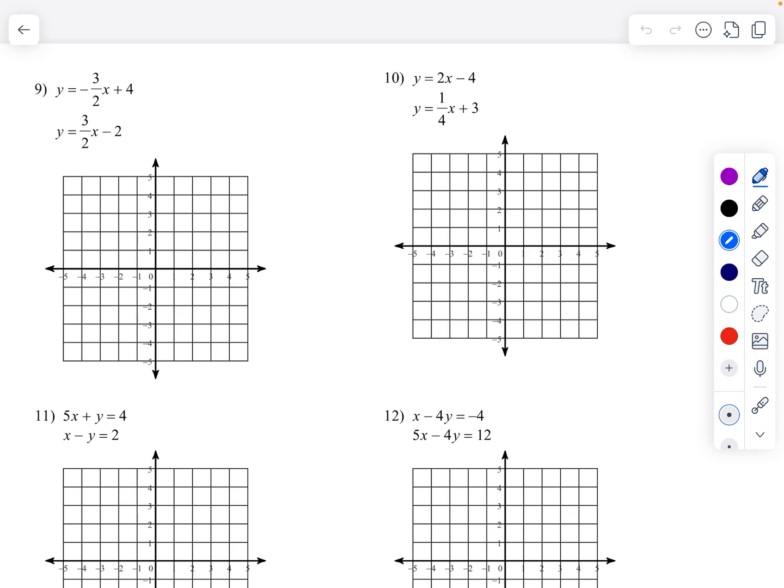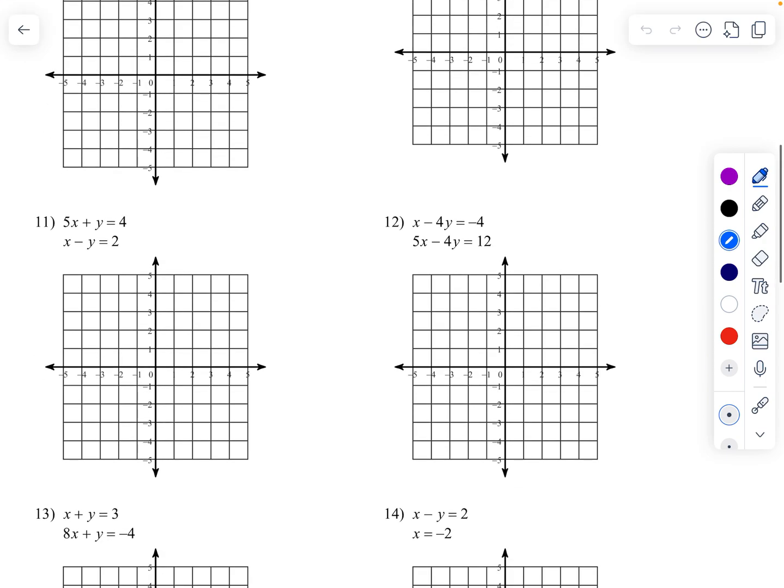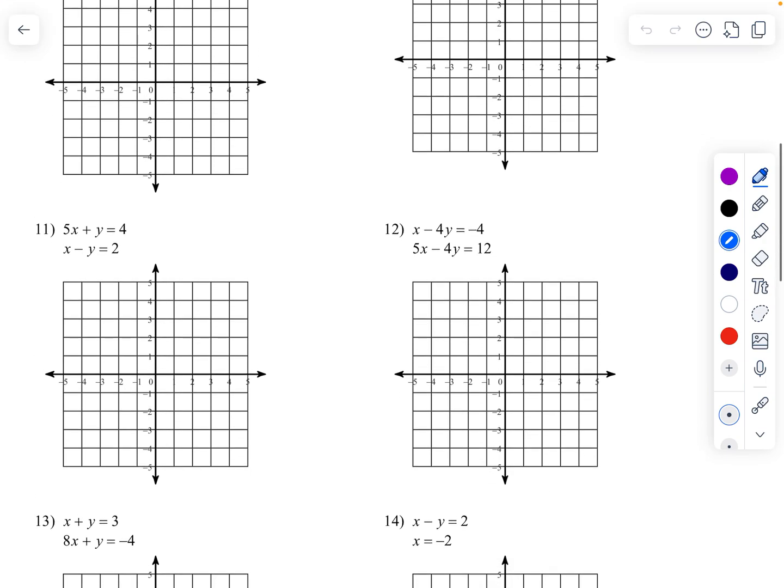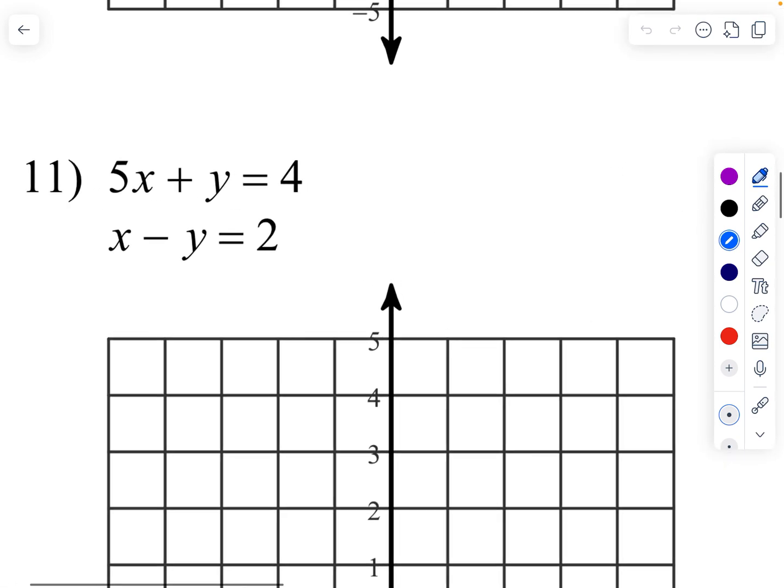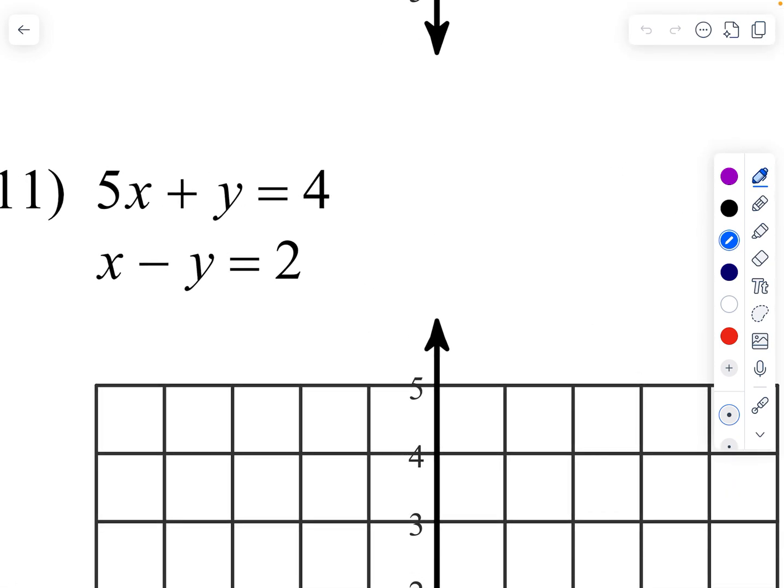One thing that was not on the review sheet was graphing systems when we are not in the form y equals. So I'm going to go over two examples of that now because you can expect to see a problem like this on the quiz. So if we take a look at number 11, as you can see, neither one of these is written in the form y equals. So that means that we are going to have to move things around to get them in the correct form before we can graph it.